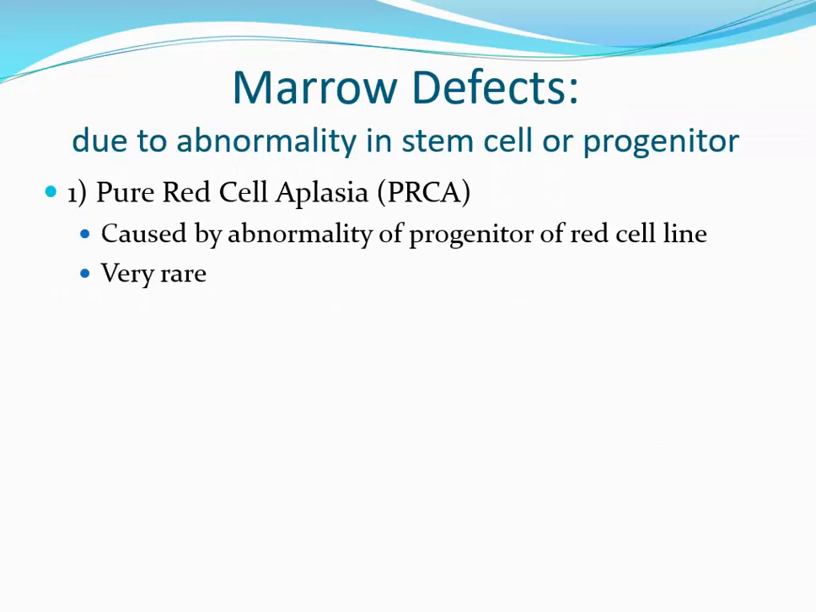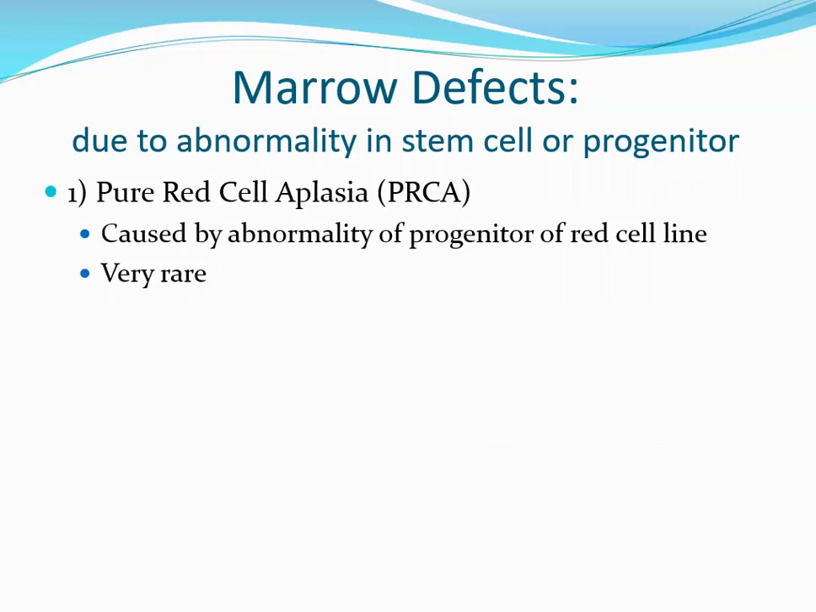Starting first with marrow defects. This would result from abnormalities either in the stem cell or in the progenitor cells. There is one stem cell that gives rise to all of the formed elements of the blood. Once a cell becomes a progenitor cell, its outcome has been set. And there are various progenitor cells.